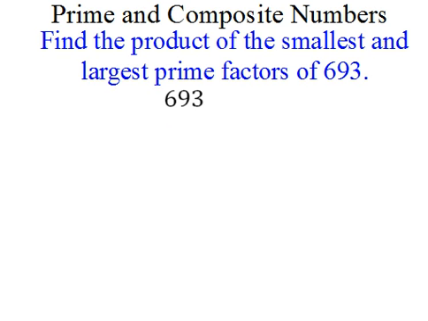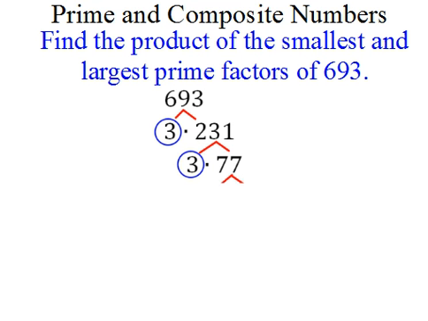As I recommended before, when you have a larger number, start by checking whether the smaller primes like 2, 3, 5, and 7 are factors. 2 clearly isn't, but 3 goes into 693 231 times. Now 3 is a prime factor, so I circle it, and now I start the process over with 231. Again, 2 is not going to go into 231 since it's odd, so I again start with 3. 3 goes into 231 77 times.